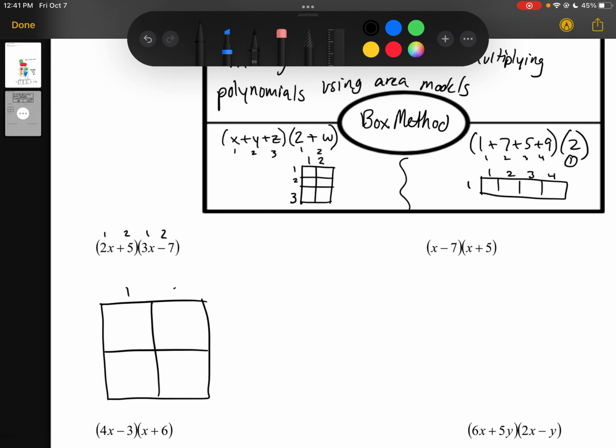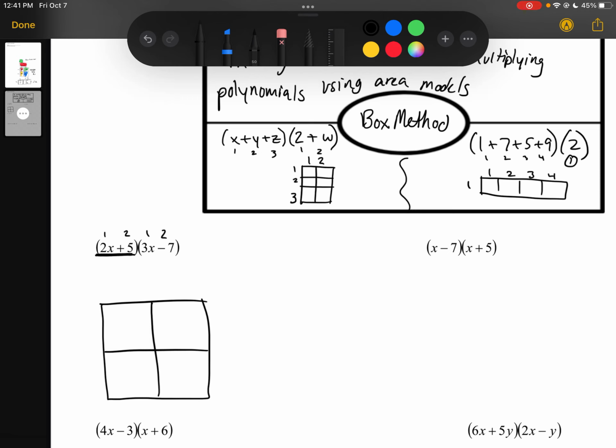So we end up with 1, 2 terms here, 1, 2 terms here. So like we said before, that's going to give us the correct size box. Now from that point on, what we do is we just simply drag and drop.